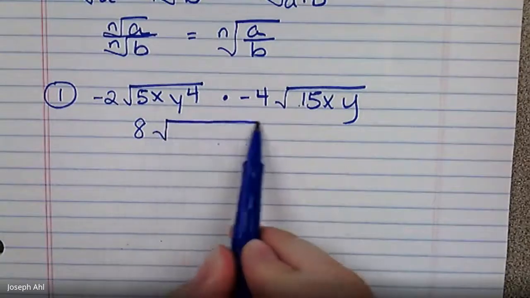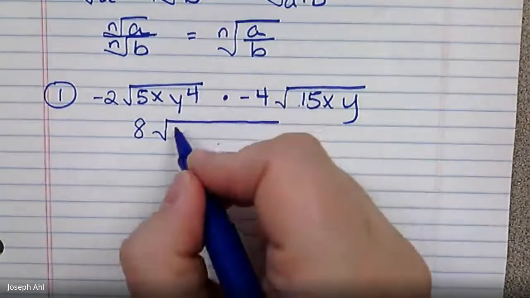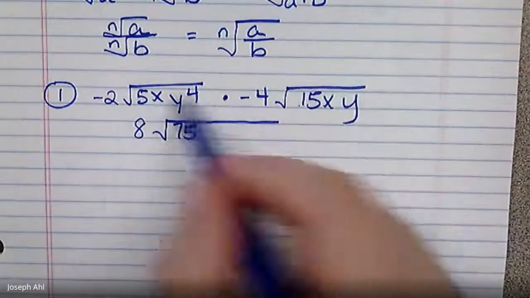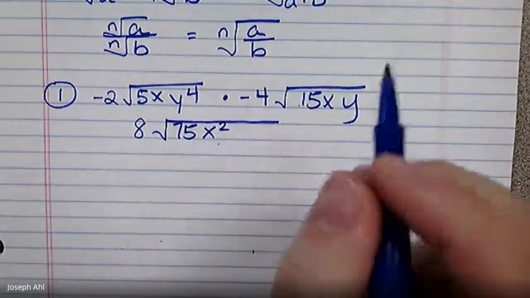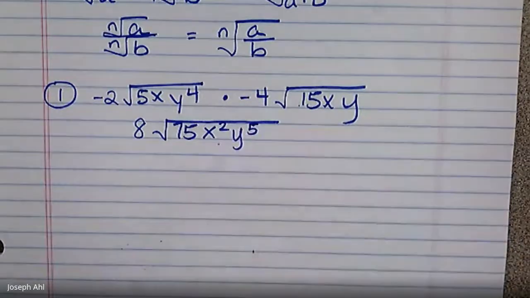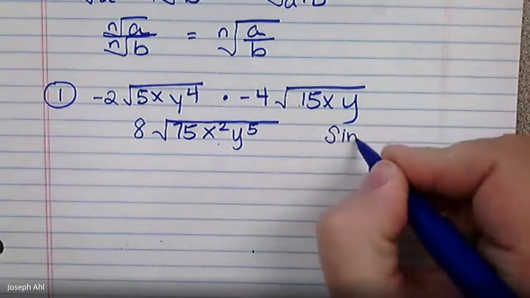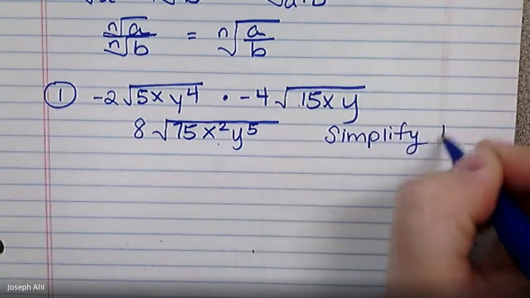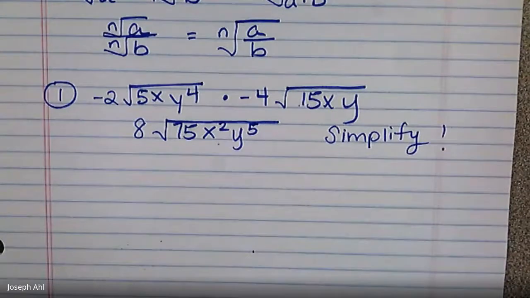And then it becomes the square root of 5 times 15, which is 75. X times x is x squared. Y to the 4th times y is y to the 5th. So it's great that we know the rule, but now we have to think about, can we simplify this and express it in simplest radical form? That's really the whole goal of this unit. Once you perform an operation, can we simplify that any further?